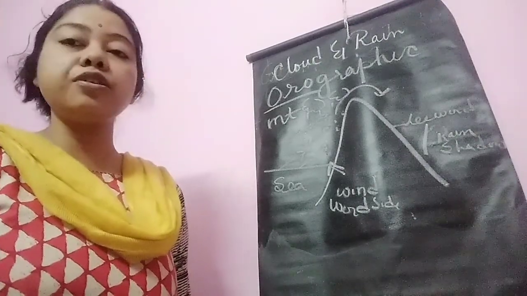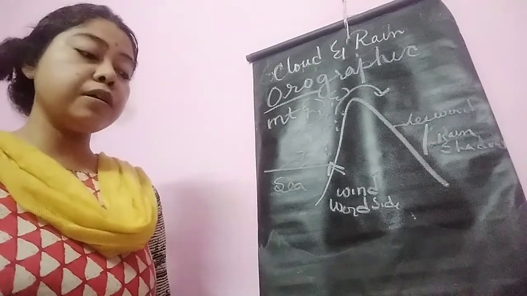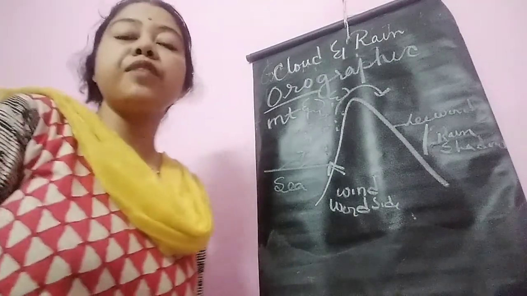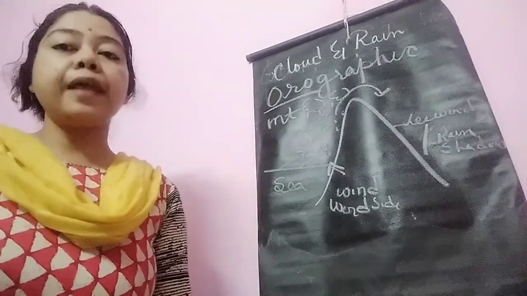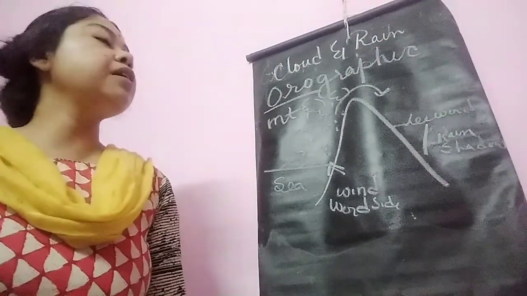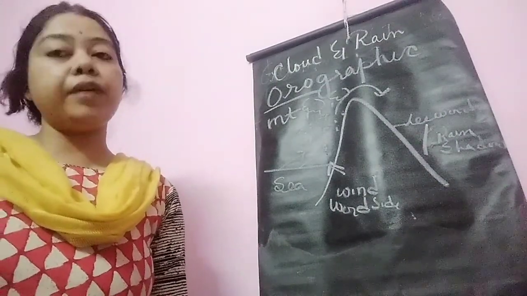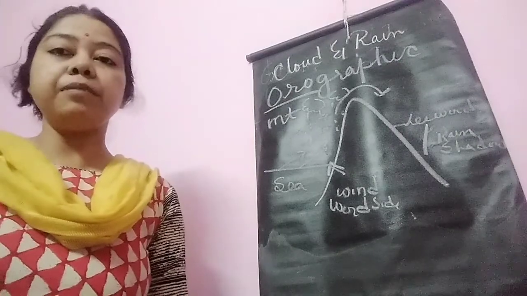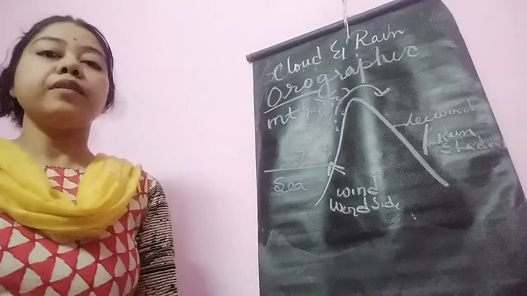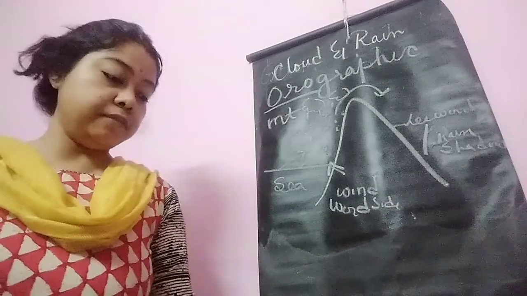Now the definition of rain shadow region is very important. In this part you will write: the leeward side of the mountain which receives very little or no rainfall is known as the rain shadow region. Examples of rain shadow regions are Shillong and the eastern part of the Western Ghats. These are examples of rain shadow areas of India.